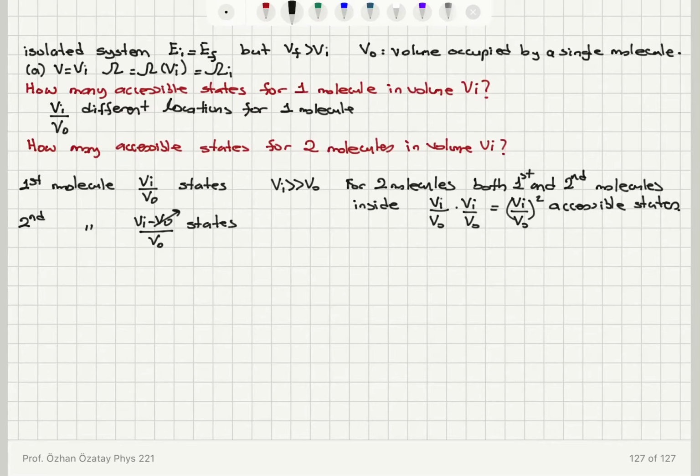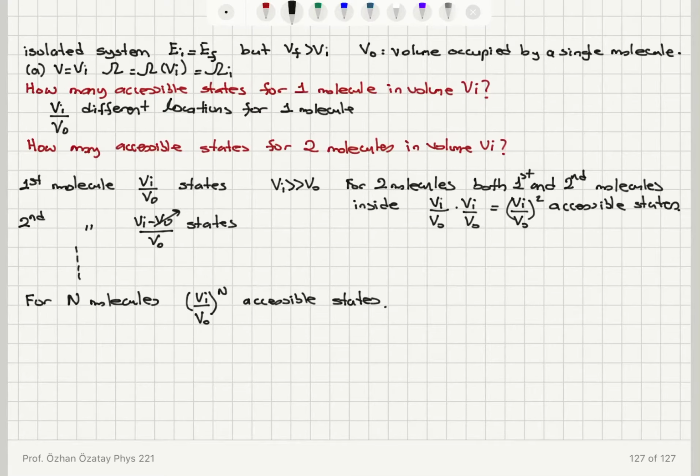And I can basically generalize this discussion for n molecules. For n molecules, we will have V initial divided by V0 to the power n accessible states. Because for the third molecule, you would say V initial minus 2V0 over V0, but then 2V0 is much less than V initial. So that's approximately V initial over V0.